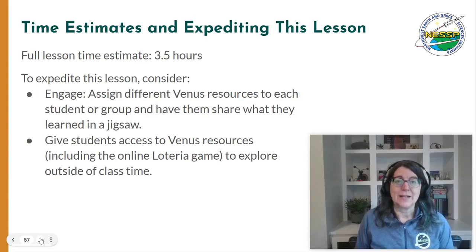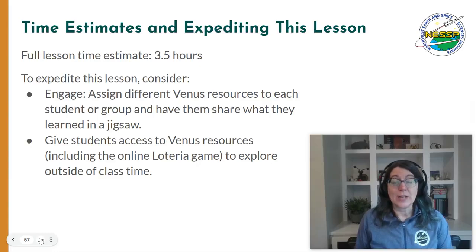Time estimates and expediting this lesson. The full lesson is estimated to take 3.5 hours. And to expedite this lesson, some things you might think about are assigning different resources to each student or group of students and have them share what they have become an expert in via something like a jigsaw. Or you could give the students the Venus resources, including the Loteria game, to explore outside of class time.